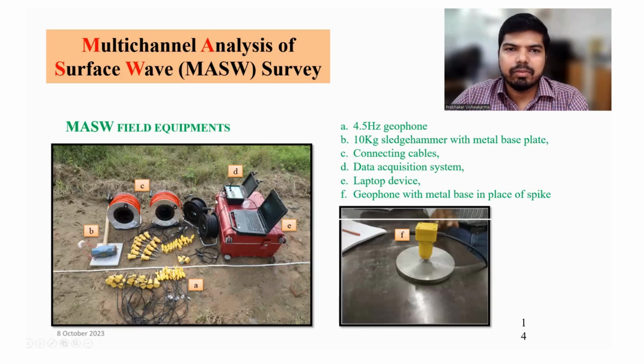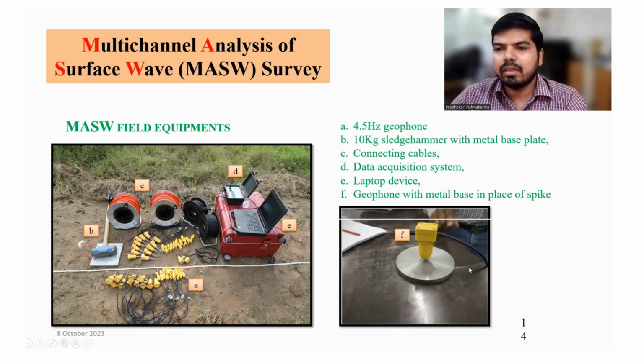Now these are the MASW field equipment. These are the geophones, and these are the hammer and plate for the impulse. These are the connecting cables, and these are also cables used for triggering the geophones, the source geophone. And this is the control unit, which we call the seismograph, and this is the laptop. From the seismograph we can connect the laptop to see the waveform when the data acquisition happens.